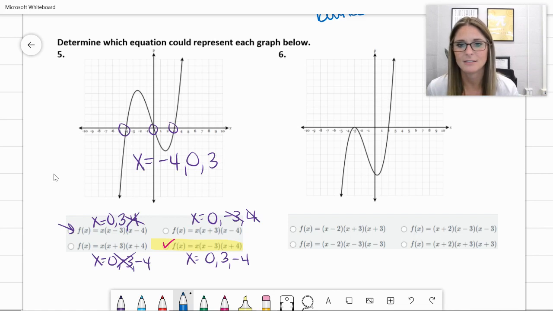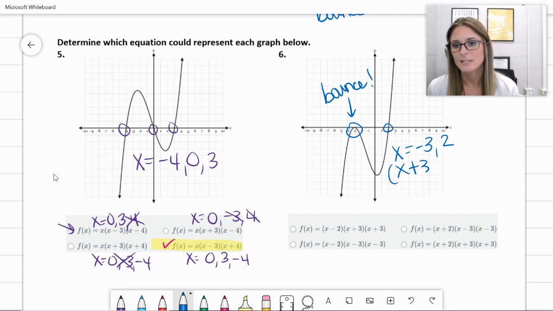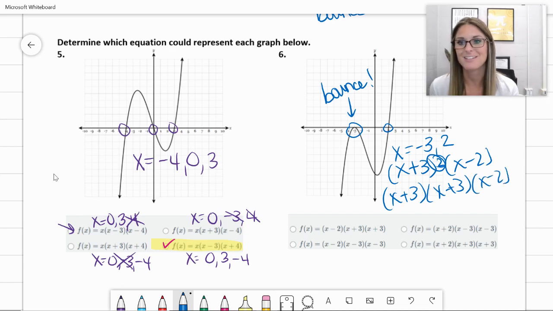Number 6. Can I do the same thing here? We've got a -3. Now watch out. That's a bounce. Whoop, whoop. And then over here at 2. So we've got x-intercepts of -3 and 2. What would that factored form look like? Well, if it's bouncing, that means I had an x plus 3 squared and x minus 2. If it was squared, that means there's 2 of them. I've got an x plus 3 and another x plus 3. There should be 2 of them. So it's squared, so it'll bounce.